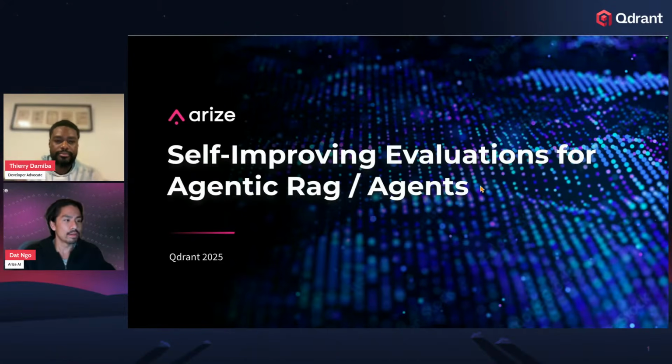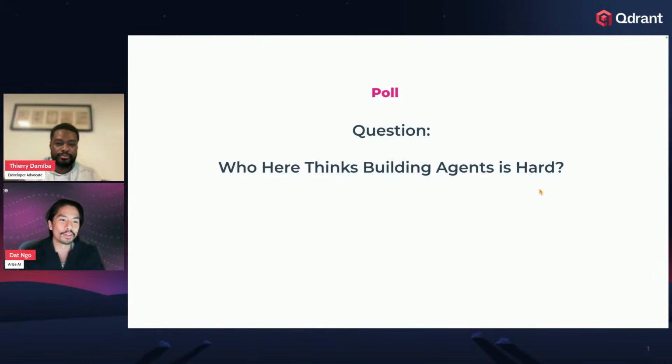To kick us off, I always ask this fun little question at the beginning of every presentation. Normally I do a poll, but I always ask who thinks building agents is hard. And there's a little joke in San Francisco. The joke goes, there's two types of people in the world. There's people who think building agents is easy, and there's liars.